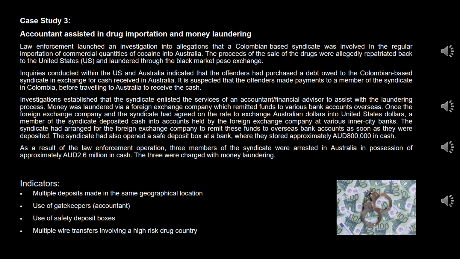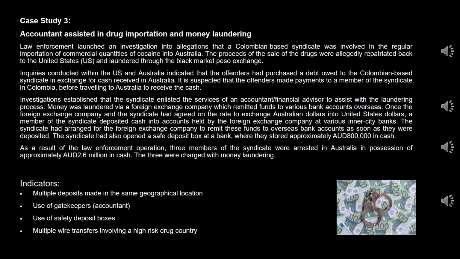Investigations established that the syndicate enlisted the services of an accountant to assist with the laundering process. Money was laundered through a foreign exchange company, which remitted funds to various bank accounts overseas. Once the foreign exchange company and the syndicate had agreed on the rate to exchange Australian dollars into US dollars, a member of the syndicate deposited cash into accounts held by the foreign exchange company at various inner-city banks.